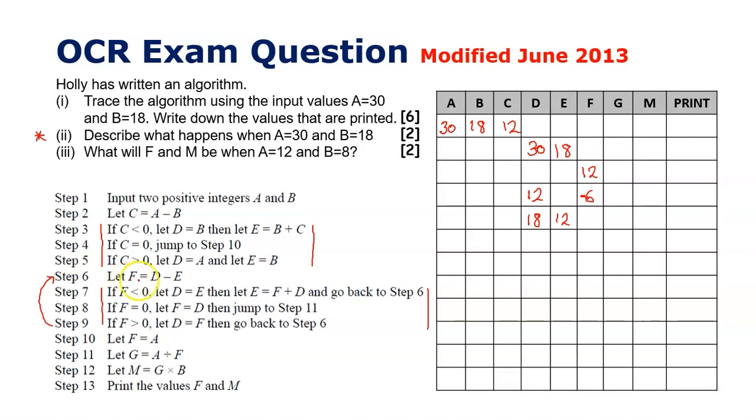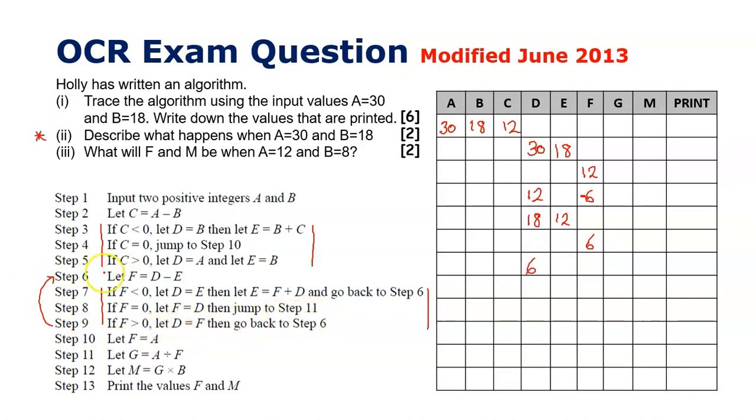So I'll go back to here, and it says F equals D minus E. So F, this thing here, is D minus E, that's 6. So it went from minus 6 now to 6. And now I'm into one of these again. Now F is positive, so I'm going to use this one. F is greater than 0, yes. D equals F. So my D now is equal to 6.